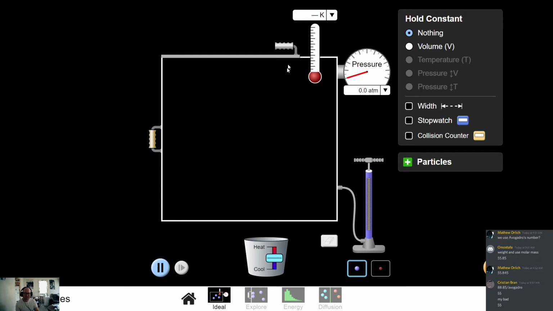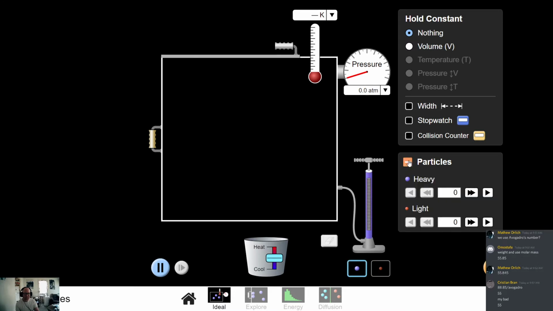There's currently no gas in here. This just allows us to open up the gas, and so it's basically the same thing. We have something to measure temperature, something to measure pressure, something to add heat or cool it down if we want to, and then we can change what type of molecule we have in here. It's either light or heavy. Anyway, let's just put these heavy ones in here.